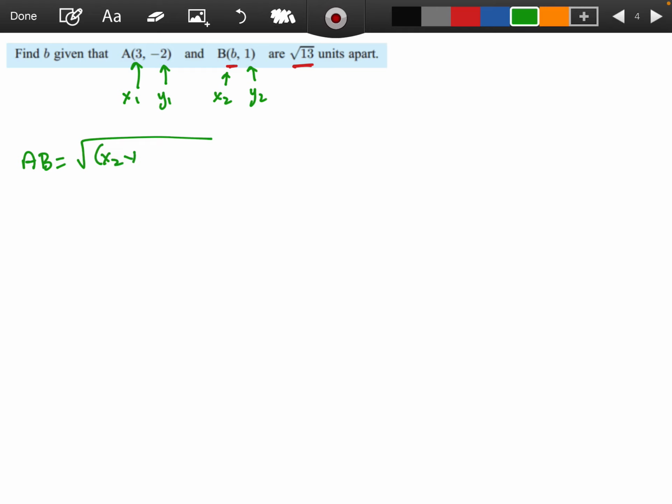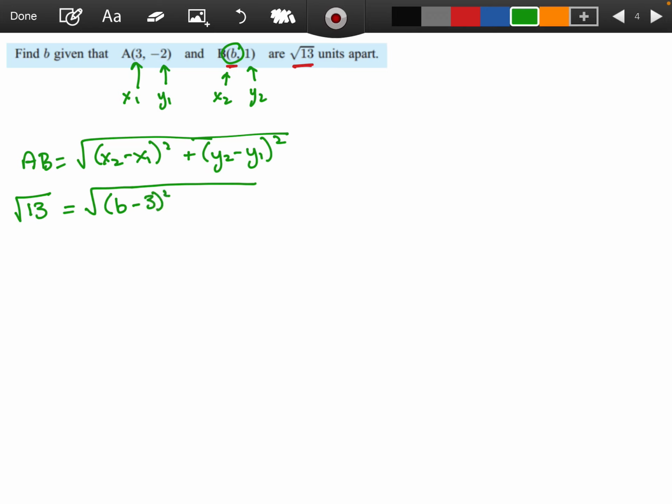So we've got x2 minus x1 squared plus y2 minus y1 squared. So we're going to insert everything we know, and then for the one thing that we don't know, we're going to replace it with this lowercase b. So we know the distance is root 13, so we're going to start there. We know that x2 is b, x1 is 3, squared, plus, and we know y2 is 1 minus y1, negative 2, squared. Okay, so now you're just solving an equation.